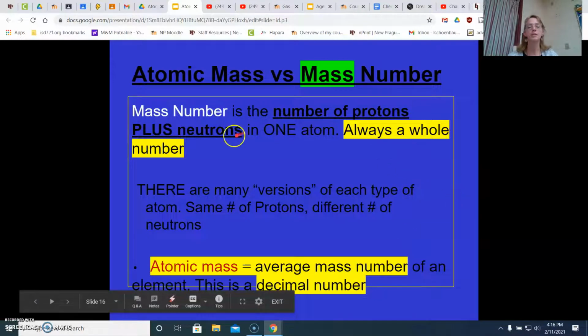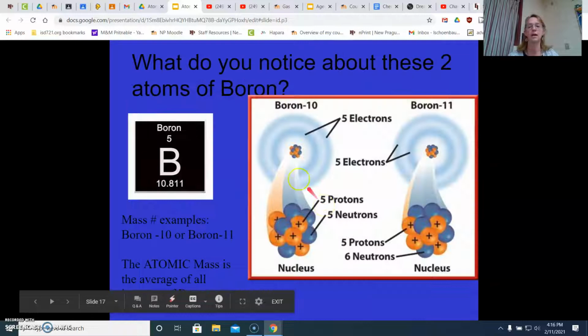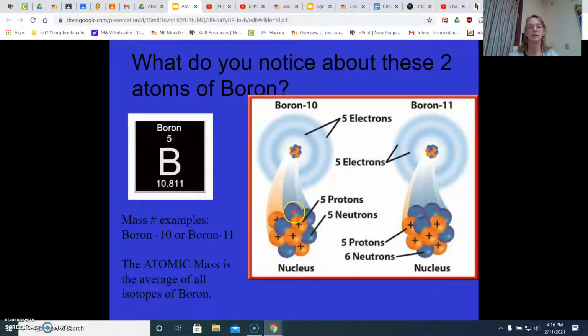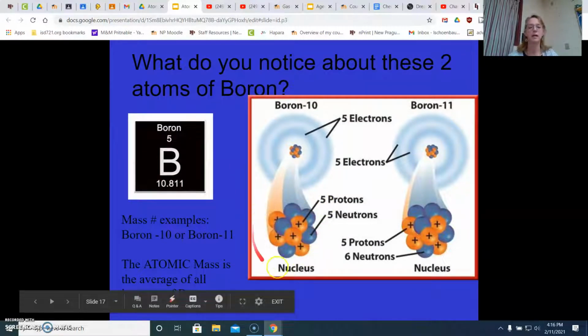So mass numbers, you're adding protons and neutrons. Atomic mass, you're averaging all those versions of the atom and finding that average atomic mass. So again, we look at this picture. This boron has a mass number of 10. This boron has a mass number of 11.